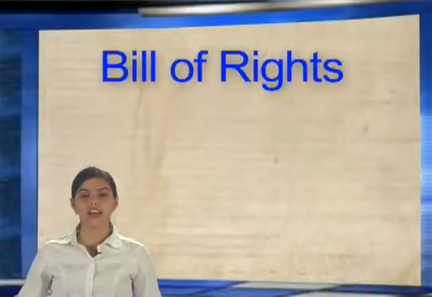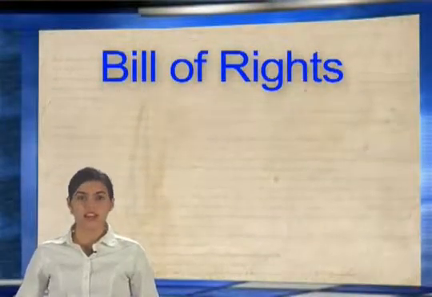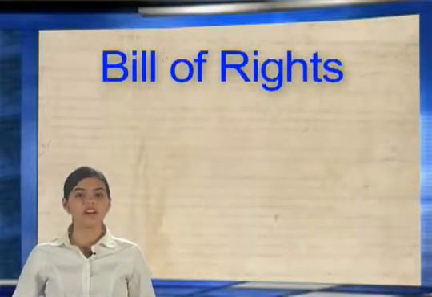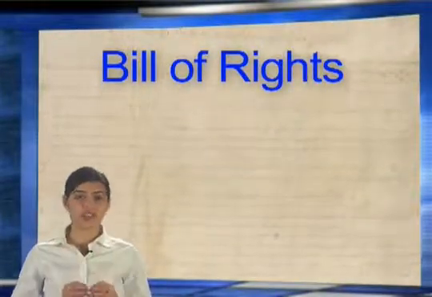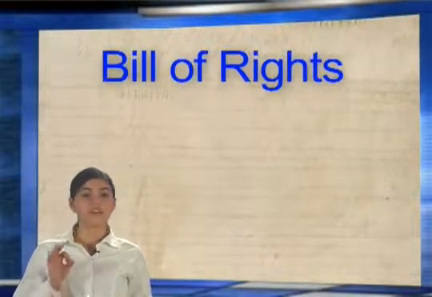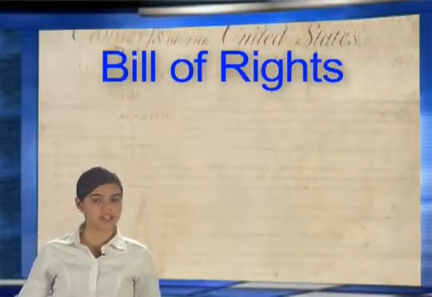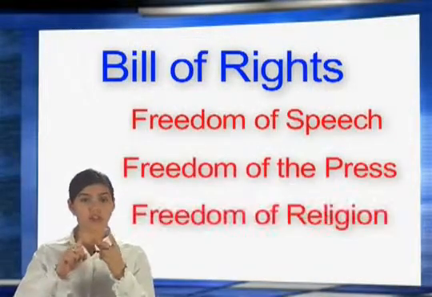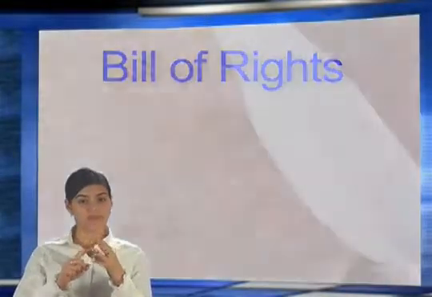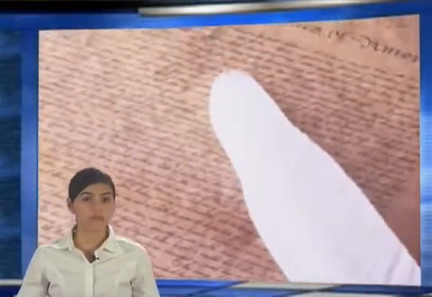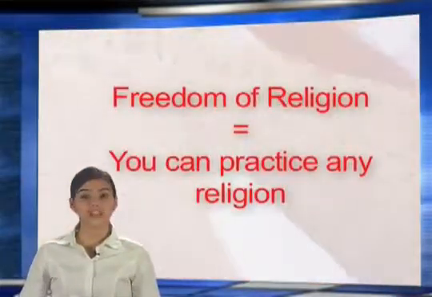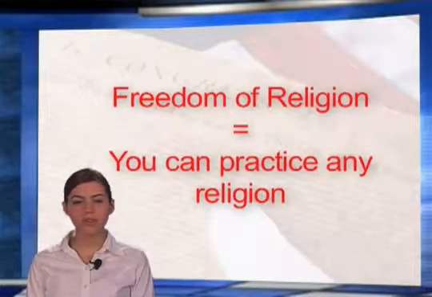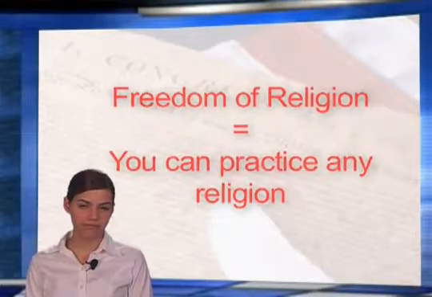are called the Bill of Rights. In the Bill of Rights, we find all the freedoms and rights for every person in the United States. 3 rights guaranteed in the Bill of Rights would be freedom of speech, press, and religion. One right found in Amendment 1 is the freedom of religion. Freedom of religion means that you can practice any religion.